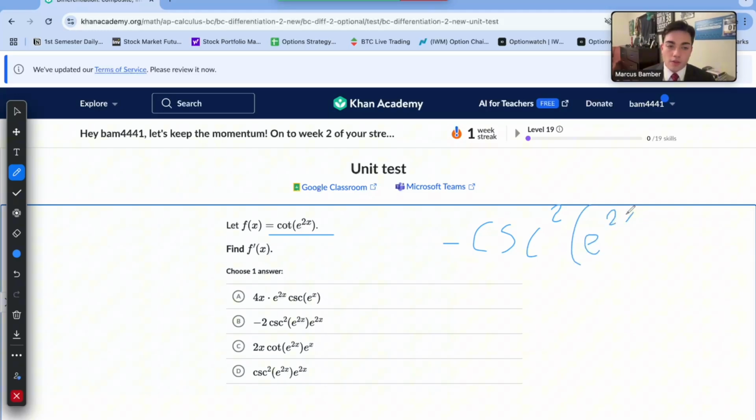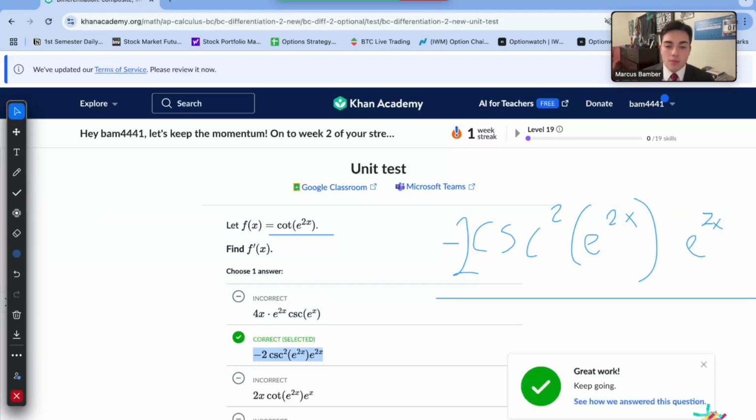So we found the derivative of the outside function. Now we're going to multiply this by the derivative of the inside function, which is e to the power 2x, which has its own inside function that we have to multiply by the derivative of, which is 2. And now we're just going to move the 2 to the front, get rid of these signs, and this is the final answer, which matches answer choice B.